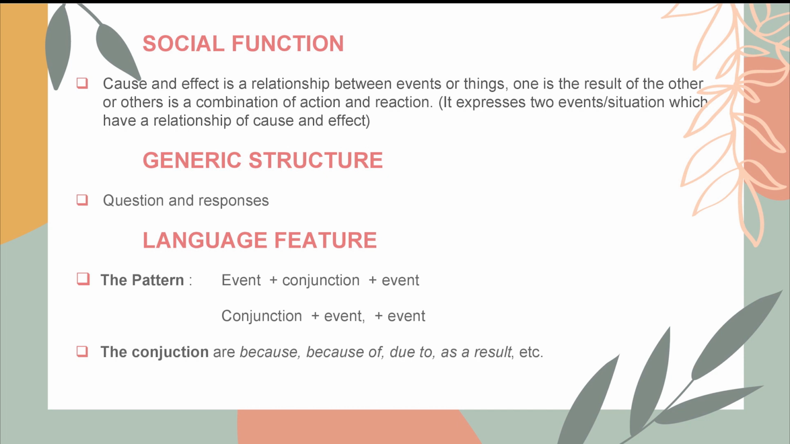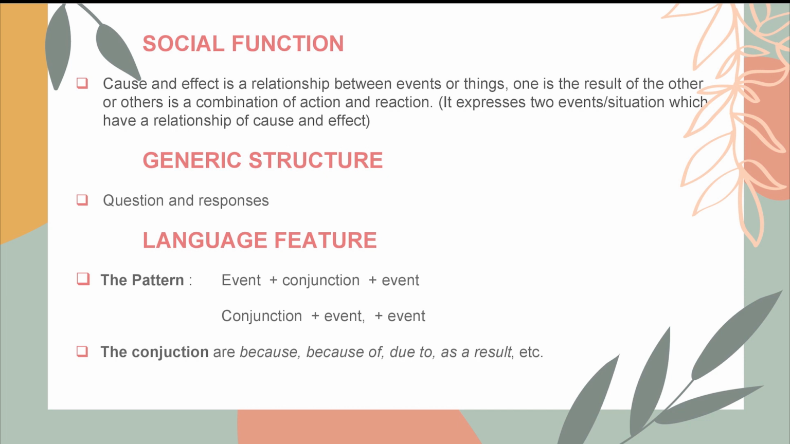And the last one, for the language feature, be careful here, we will have two patterns. With the first one, you write an event followed by a conjunction, and the rest closed by another event. Or you can place the conjunction forward, in the beginning of the sentence, followed by an event, then a comma, and close with another event. So that's the pattern for the cause and effect relationship.